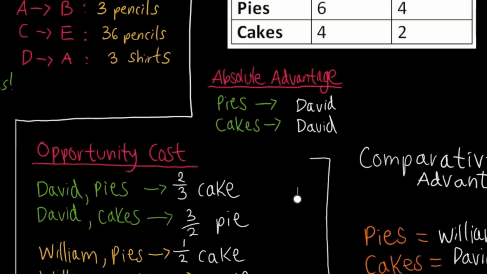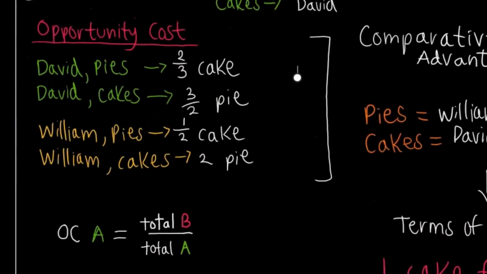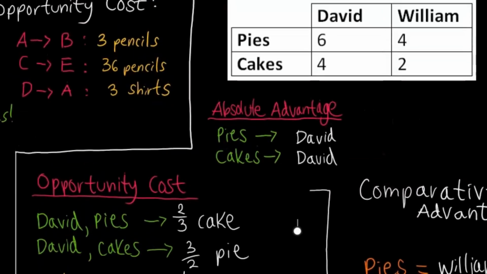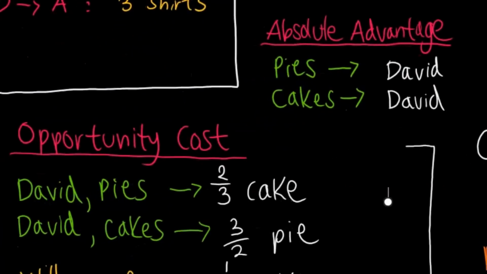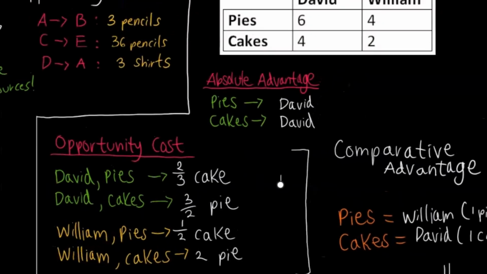Now we do the same thing for David and his cakes. What is the opportunity cost of David producing 1 cake? If he produces 1 cake, what does he give up in terms of pies? Now cakes is good A, and therefore we need to find the total of B, which is pies. So we have 6 over 4, which is 3 halves. You can see here that they are reciprocals of each other. So if you find one, you can just take the reciprocal of its value to find the opportunity cost of the other one.